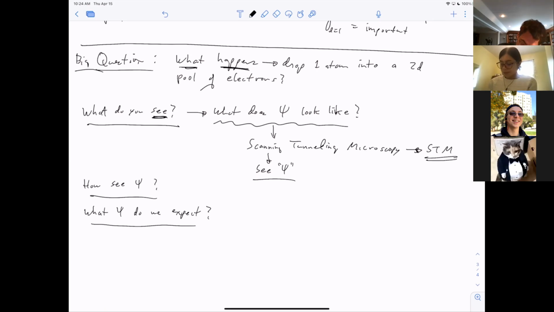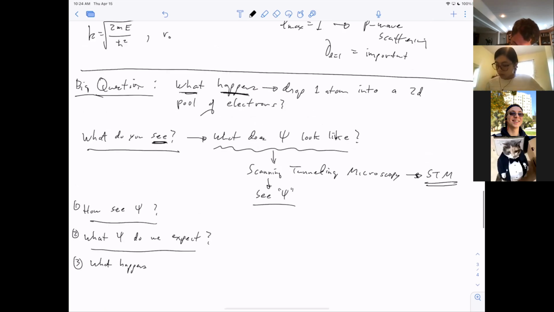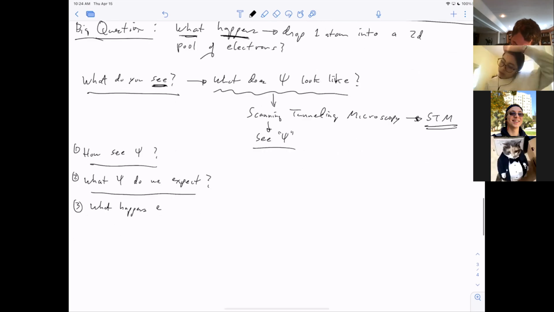And then the third, so let's answer each of these in turn, 1, 2, and then the third thing is, what do people actually see when they do the experiment? What happens experimentally? Because that's how science is done. You have an idea, you have a prediction, and then you do the experiment to test the prediction. So this is the prediction, and this is the test.